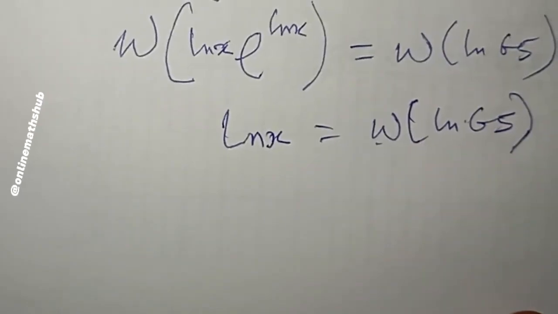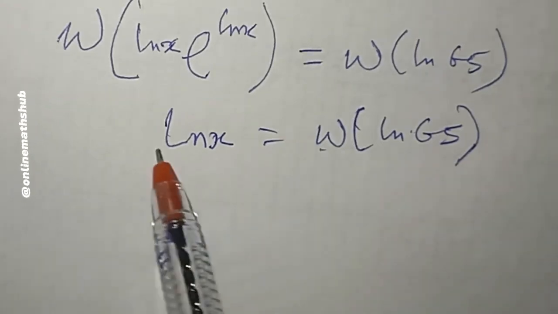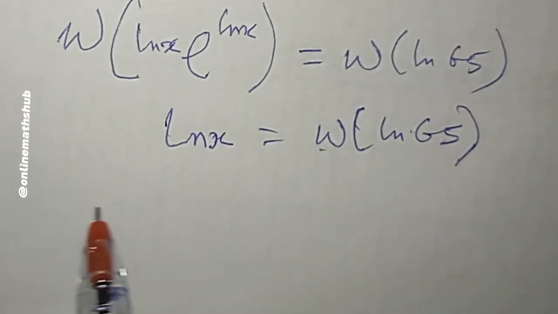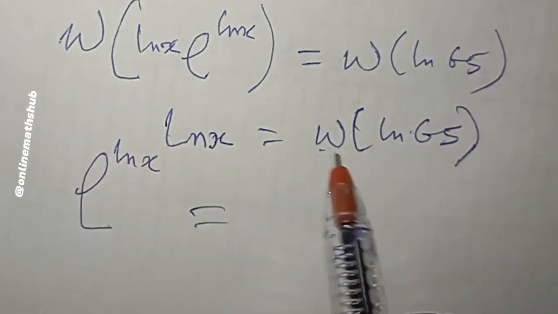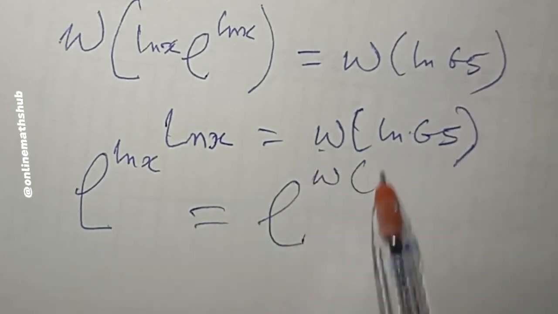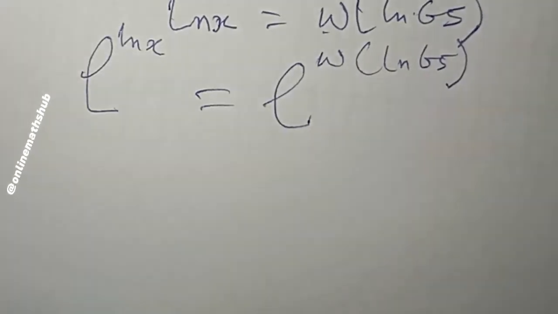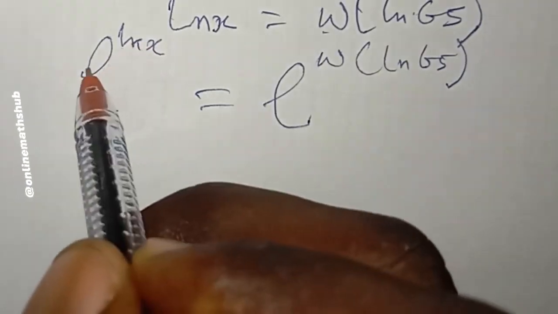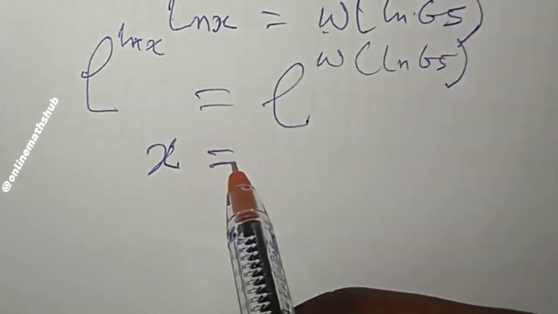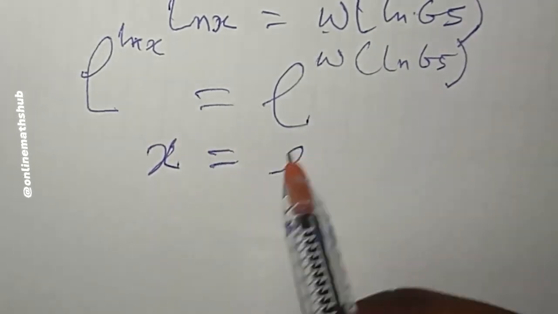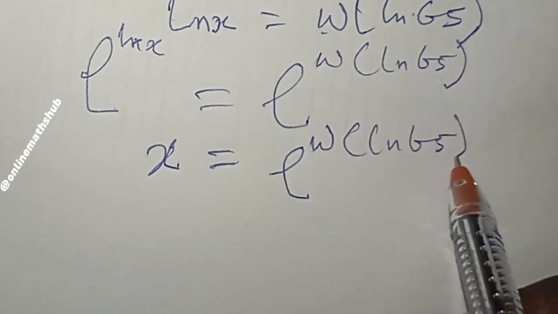Okay, it's becoming cool. And then at this point, the next thing I'm going to do is to take the exponential of both sides so that I can eliminate this natural log. So I have exponential natural log of x is equal to exponential Lambert W function of natural log of 65. Okay, so if I proceed, this exponential natural log of x is 1, and then I'm left with x at the left hand side, and then my x is now equal to the exponential Lambert W function of the natural log of 65.